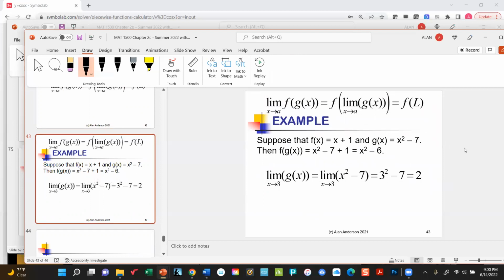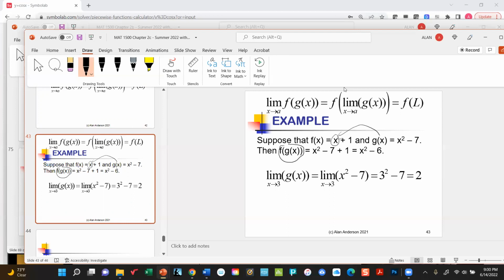Well, I've chosen a very simple example. F of x is x plus 1. G of x is x squared minus 7. You recall from the beginning of the class, when we create a composite function, what you're basically doing is replacing all the x's here with g of x's. So that works out to be x squared minus 7 plus 1, or very simply, x squared minus 6.